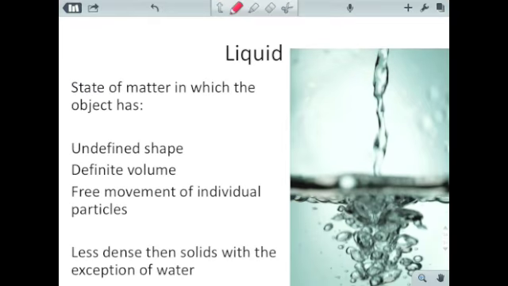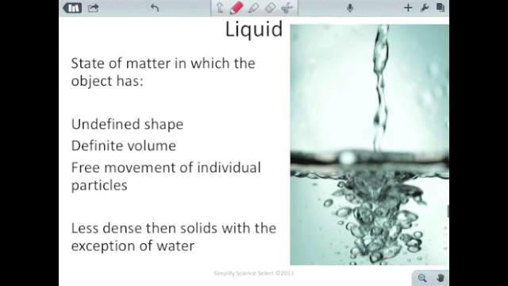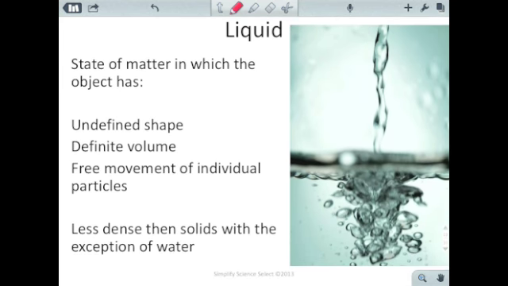The next state of matter is a liquid. It has an indefinite or undefined shape and a definite volume. It has free movement of individual particles. Because the particles are able to move and able to flow, we get fluids, we get liquids. It's less dense than a solid, with the exception of water.